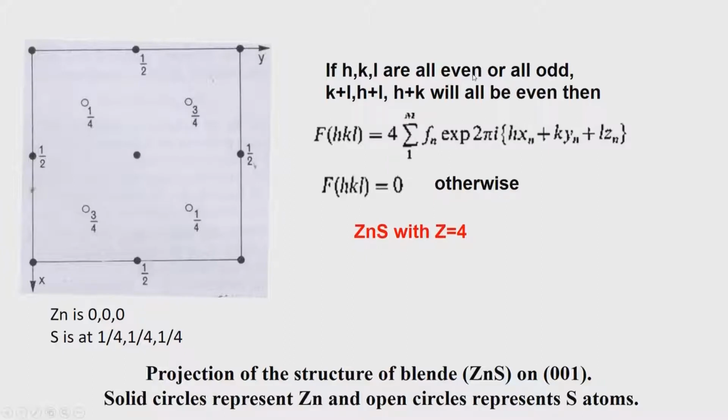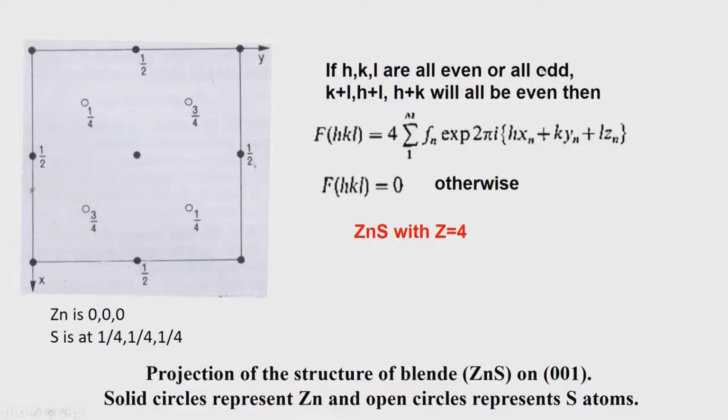So if it is even, let us say 2 2 2, then also these quantities will be even. So reflections like 1 1 1, 2 2 2, if HKL are all even or all odd, this value will all be even, and then the calculation will be 4 times this quantity. So the structure factor will have a value whenever this possibility occurs, and for all other things it becomes 0. For all other HKL values it becomes 0.